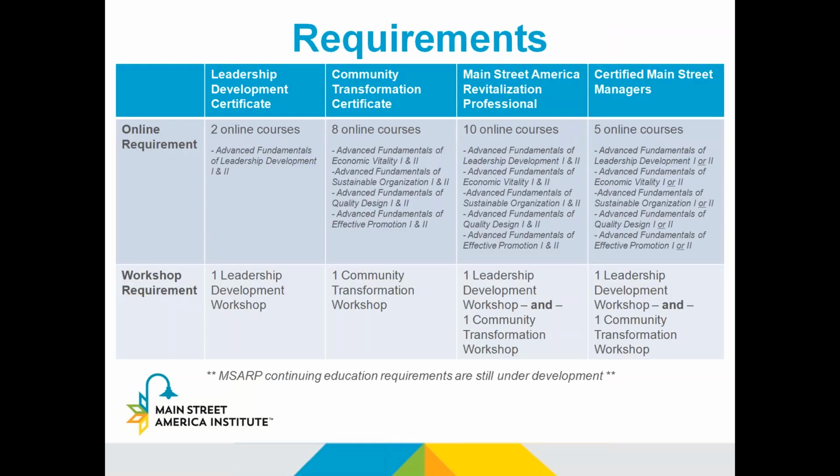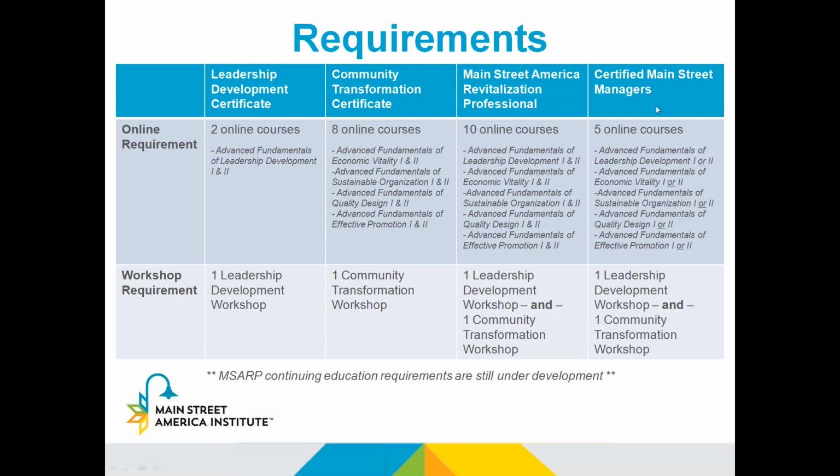So these are some of the requirements. Like I said, with the Leadership Development Certificate, there are 2 online courses that are needed for that, as well as 1 workshop. That workshop would be in conjunction with the conference. And for the Community Transformation Certificate, there's 8 online courses that you would take, as well as the 1 Community Transformation Workshop that would take place next fall in Chicago. If you do both of these, this is where you get your Main Street America Revitalization Professional Certificate.